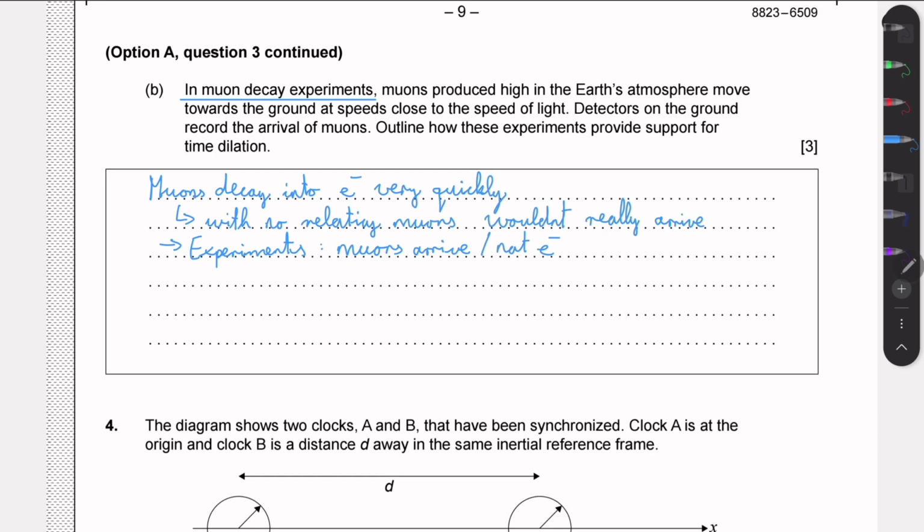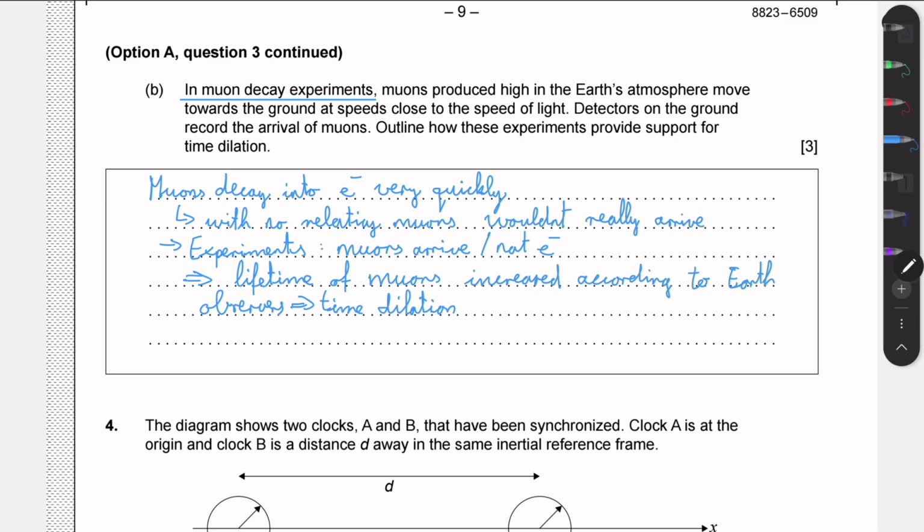And therefore, we can say that the lifetime of muons increased according to Earth observers. And well, this is the phenomenon of time dilation, and this is what we had to explain in this part.